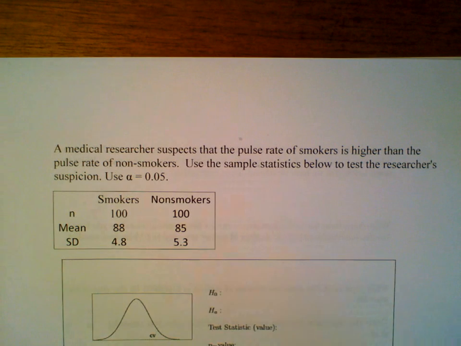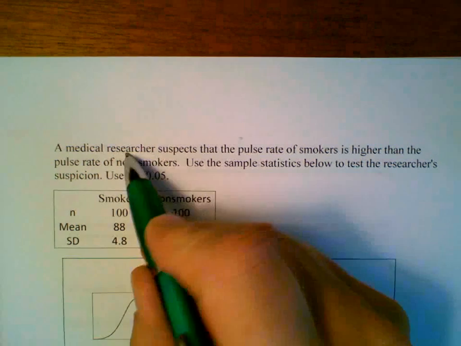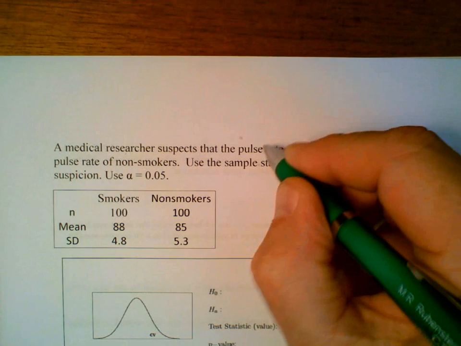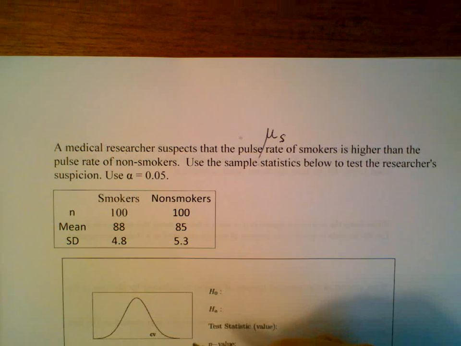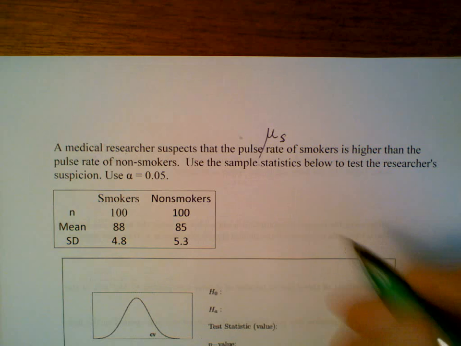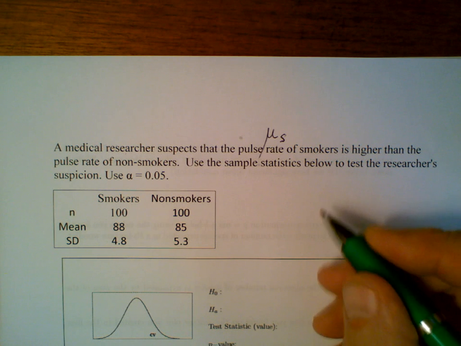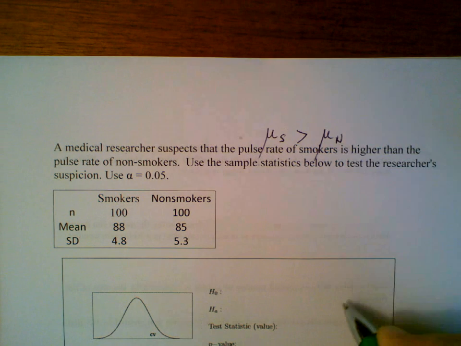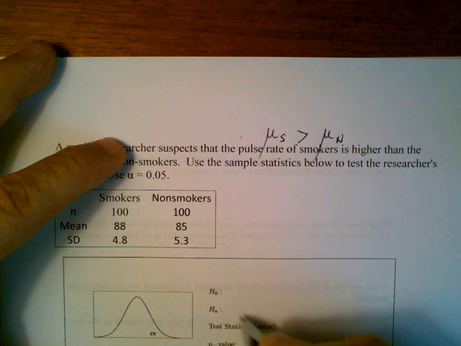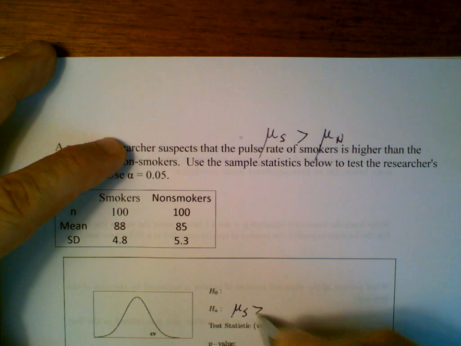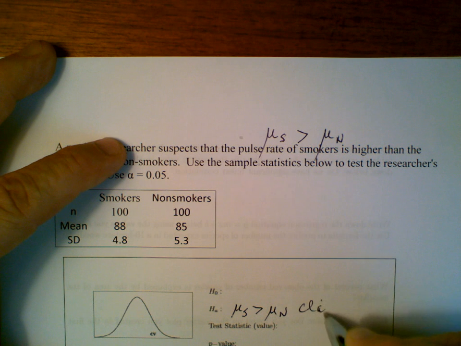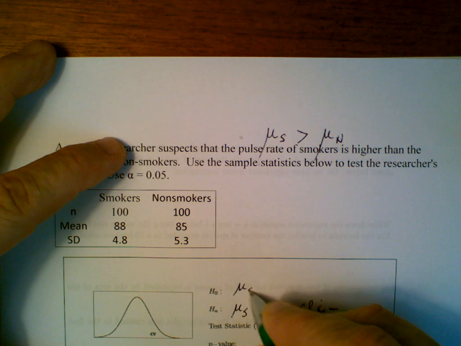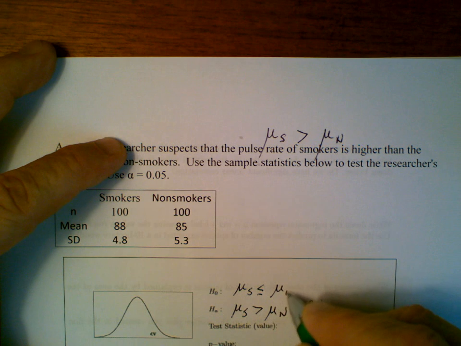Okay, the claim. Well, the claim is straightforward and right in front of us here. The researcher claims that the pulse rate of smokers is higher. This is a mean, so there's what I'm going to write for the pulse rate of smokers. I like to use notation that reminds me of what I'm working with: is greater than the pulse rate of non-smokers. And that, of course, is the alternate hypothesis. Mu sub s is greater than mu sub n, claim. Null hypothesis then has to be mu smokers is less than or equal to mu non-smokers.